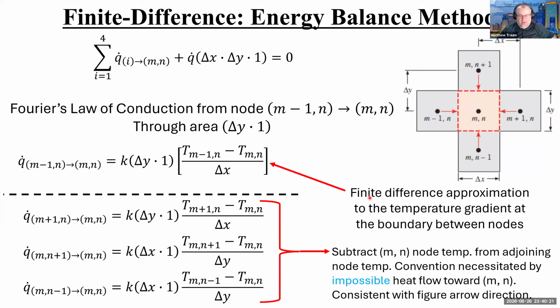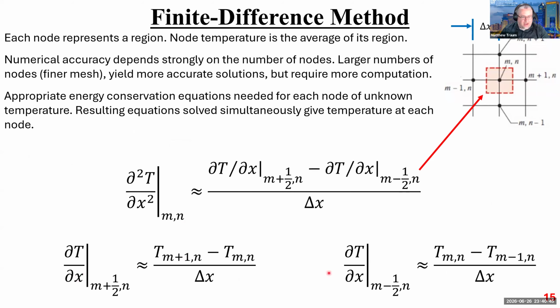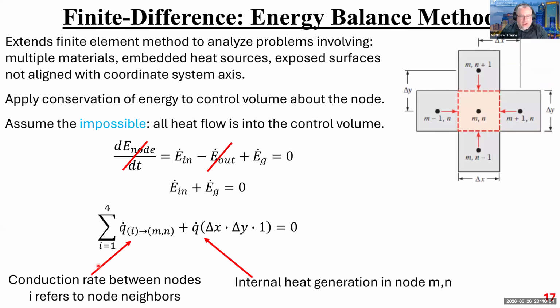I say here, this is the finite difference approximation to the temperature gradient at the boundary between the nodes. That's what this thing in the brackets is. Think of these as derivatives. It's just a temperature difference divided by a spatial distance difference. It's a derivative with respect to x or y.